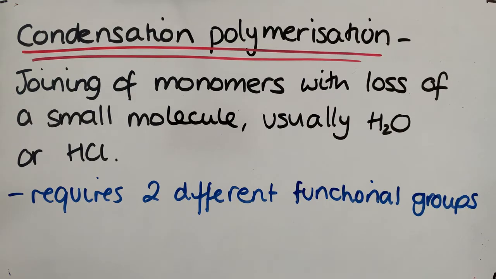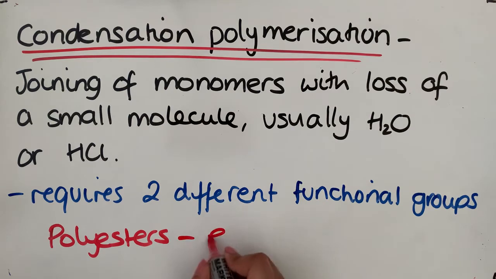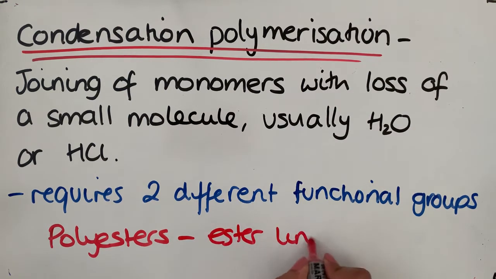In this video, we're just going to focus on one of those condensation polymers, and that is polyesters. You should have heard of polyesters in terms of materials made on an industrial scale. Polyesters are essentially ones where we have ester linkages, and we're now going to have a look at examples of that.